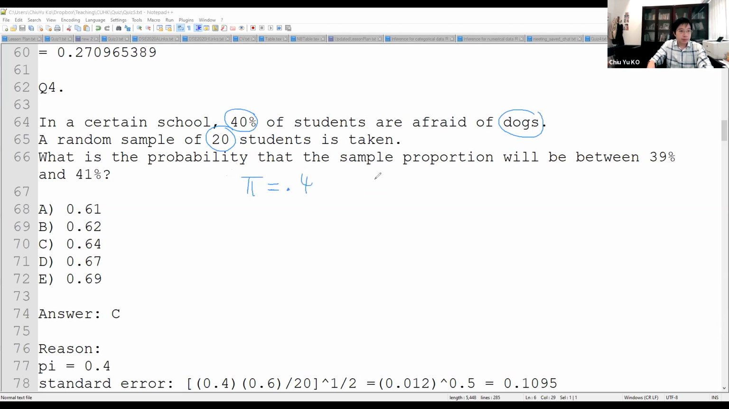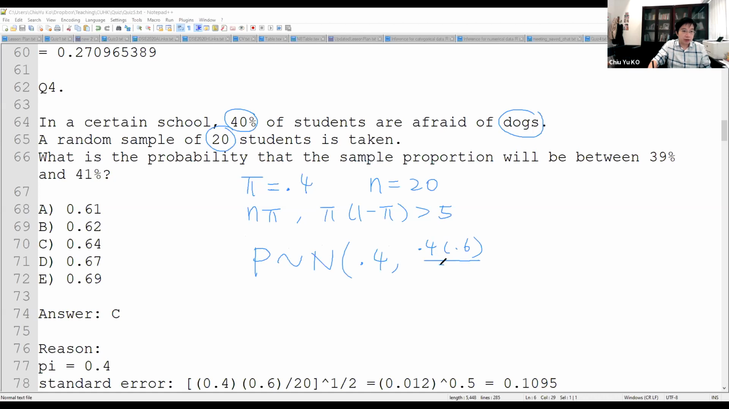And the random sample n is 20, right? So you see n pi and n(1 minus pi) are bigger than 5. Okay, so we can use a normal approximation, right? The sample proportion p will be normally distributed with mean 0.4 and variance 0.4 times 0.6 over n, where n is 20 here.